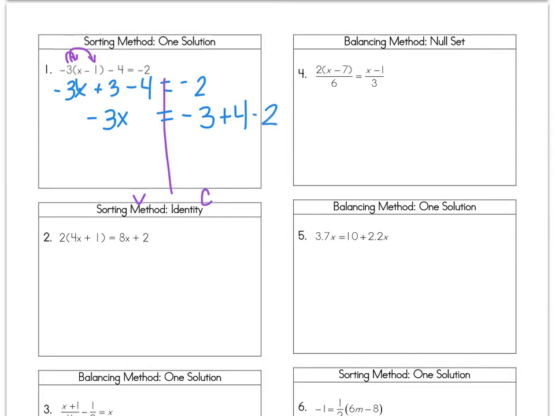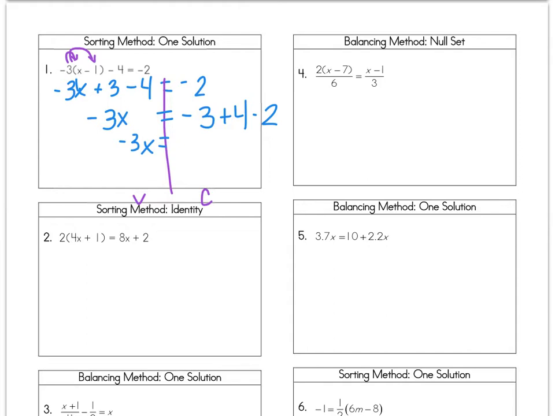So what we've done here is we've sorted. We've grouped all of our variable terms, in this case there just happens to be 1, with all the variable terms, and we've grouped all of our constants on the same side of the equation. So the next step we're going to do is we are just going to make this look simpler. So -3x, can't make that look any simpler, but we can combine a -3 plus 4 and -2.